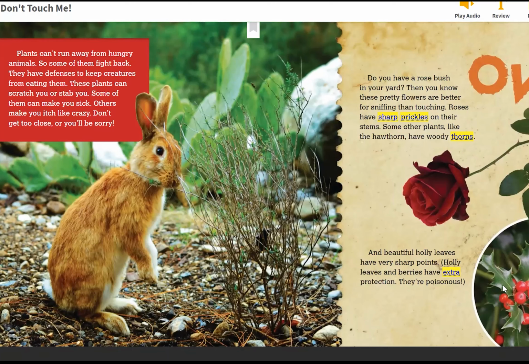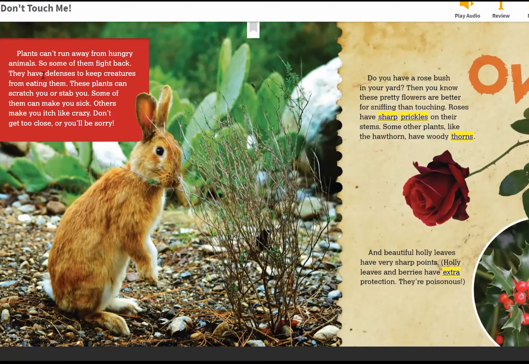Oh my goodness. So here, this beautiful plant that we probably recognize from the Christmas season is actually poisonous. Wow. So not only is it poisonous, but look at the leaves. They are sharp and pointy. So this plant has a couple of ways of protecting itself.